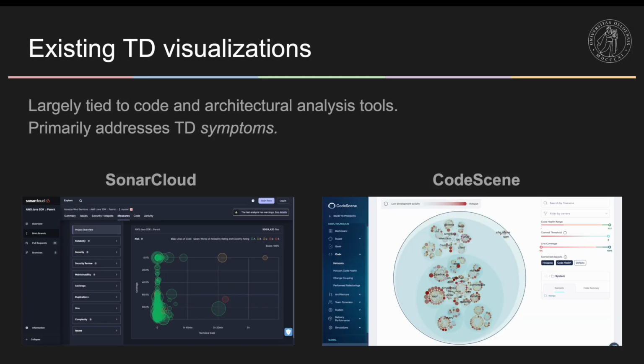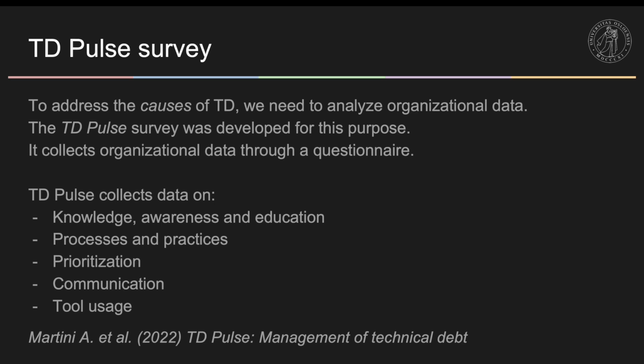Existing technical debt visualizations are largely tied to code and architectural analysis tools, and these primarily address technical debt symptoms. To address the causes of technical debt, we need to analyze organizational data. And the TD Pulse survey by Antonio Martini was developed for this purpose. It collects organizational data through a questionnaire.